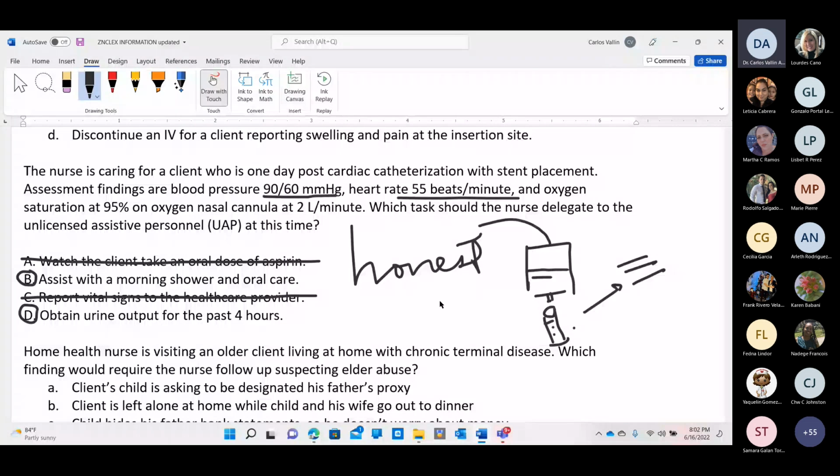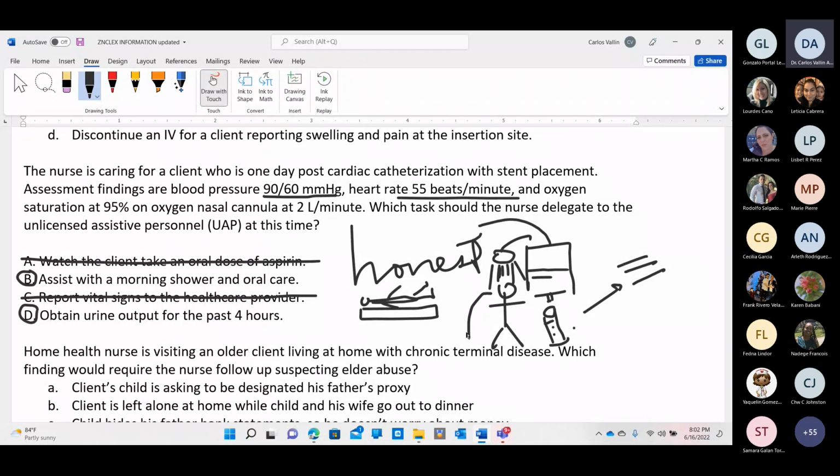What is a shower? Let me see if you bathe. What is a shower? The shower in the bathroom. So it's something where you are standing there to receive a shower, yes? It's not a bed bath, okay? With that blood pressure, that patient needs help. This patient will faint in the shower, and if the nurse is not with him, that is a problem.